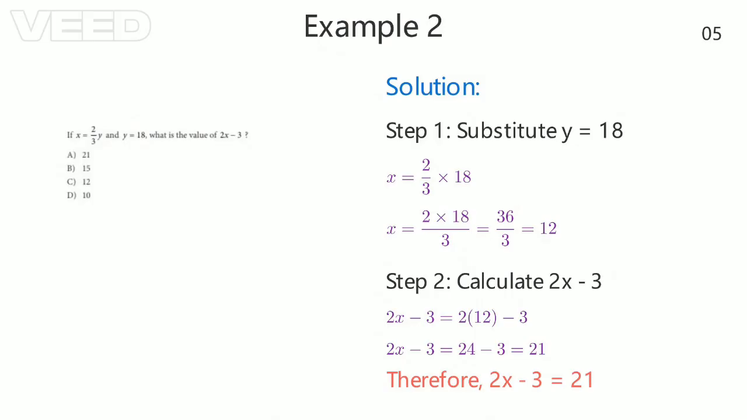So x equals 2/3 times 18, which is 36 divided by 3, giving us 12. Now that we know x equals 12, we substitute it into the expression 2x minus 3. That gives us 2 times 12 minus 3, which is 24 minus 3, and that equals 21. Notice how we broke the problem into manageable steps using substitution. This is exactly what you should do on test day.